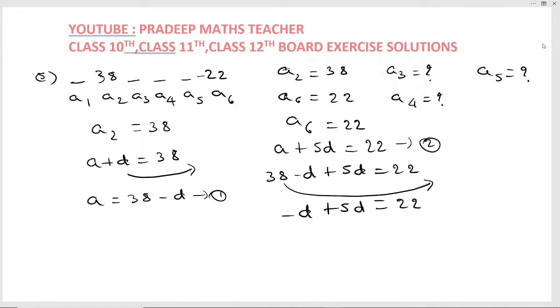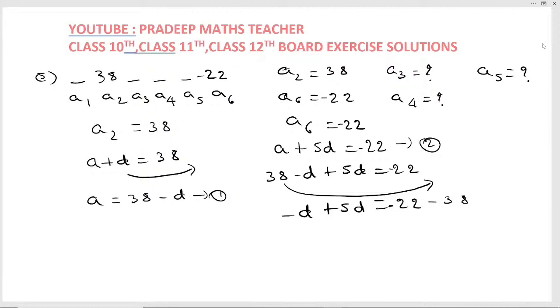Okay, now here also it's minus 22. It's minus 22 children. Now if you send 38 to the right hand side, it will become minus 38. So again I'll say it's not only the 22, it's minus 22. So the A6 term is minus 22.